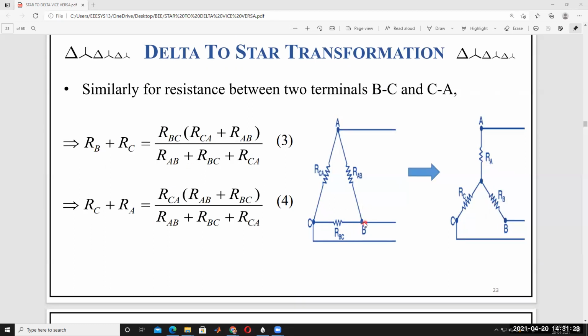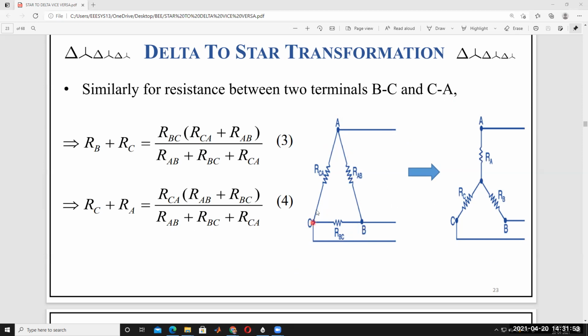So what is the resistance between B and C in the delta network? These two become series: RCA plus RAB becomes series, and this combination is parallel to the RBC. So R1 R2 divided by R1 plus R2, same as RBC into (RCA plus RAB) divided by (RAB plus RBC plus RCA).